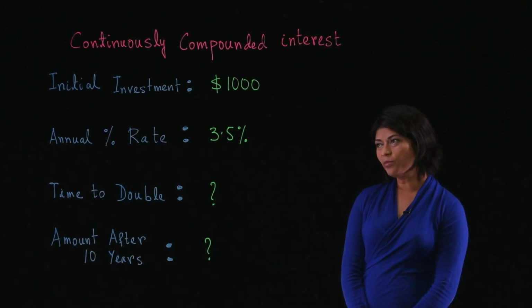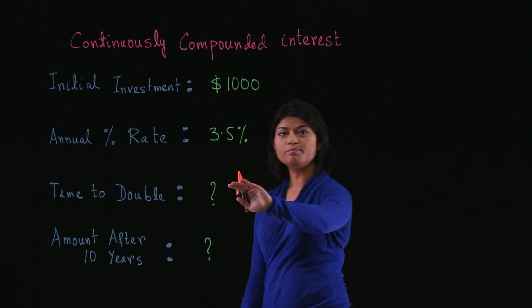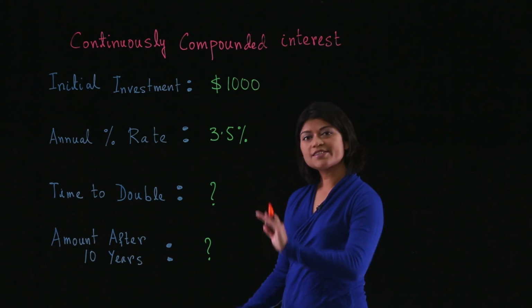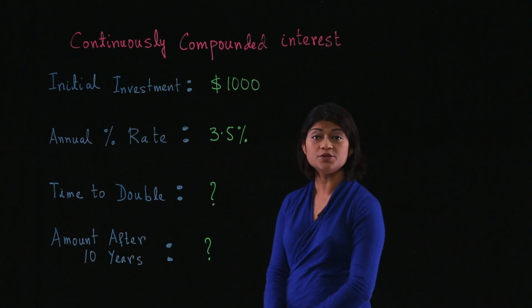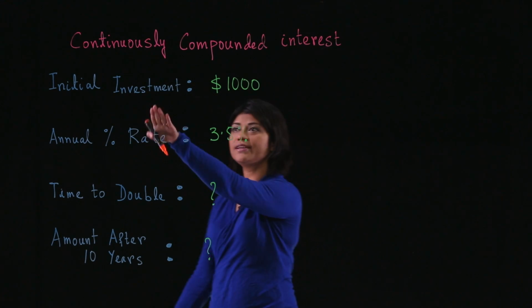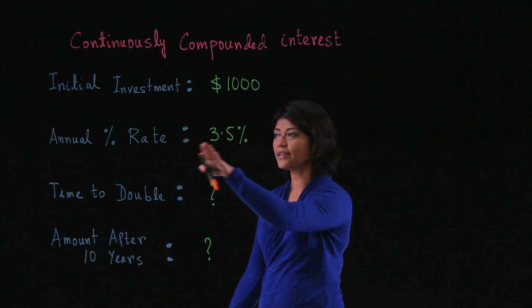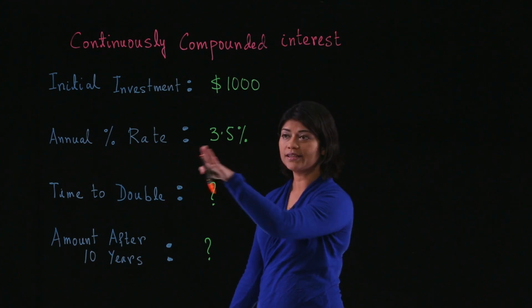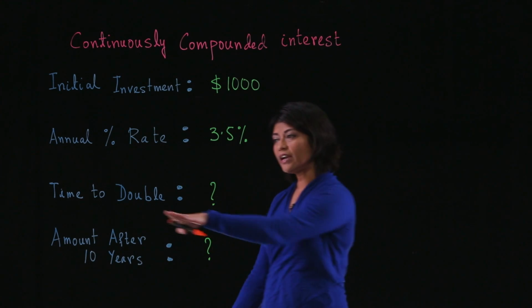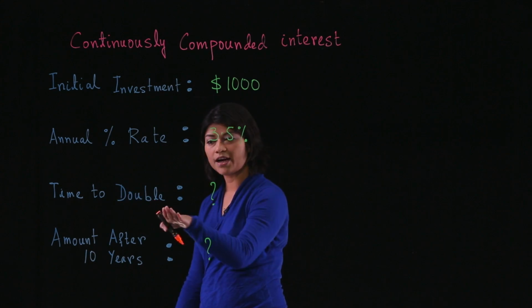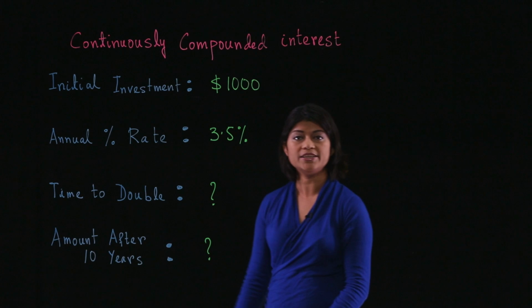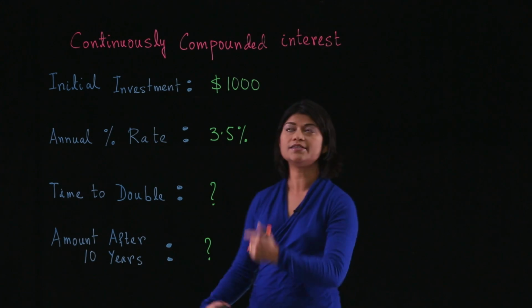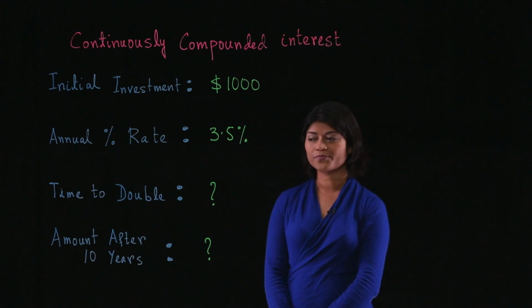Hi, I'm Papia. In this problem, we have to find the missing values assuming that the interest is compounded continuously. It's given to us that the initial investment is $1,000 and the annual rate is 3.5%. And we have to figure out what is the time to double the amount and what will the amount be after 10 years if it is a continuously compounded interest.